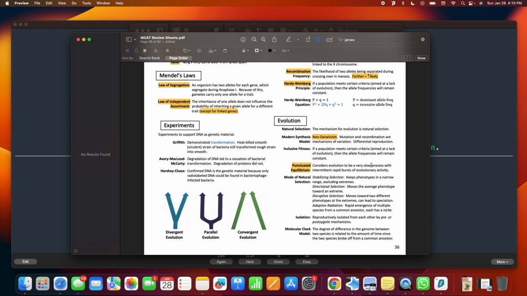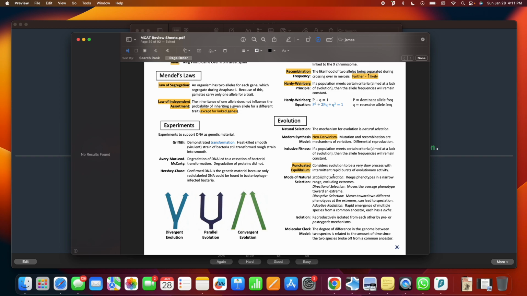It's very slow with intermittent rapid bursts of evolutionary activity. So the punctuated equilibrium theory states that evolution can be very slow, but at times there are rapid bursts that just change the whole game for evolutionary activity.